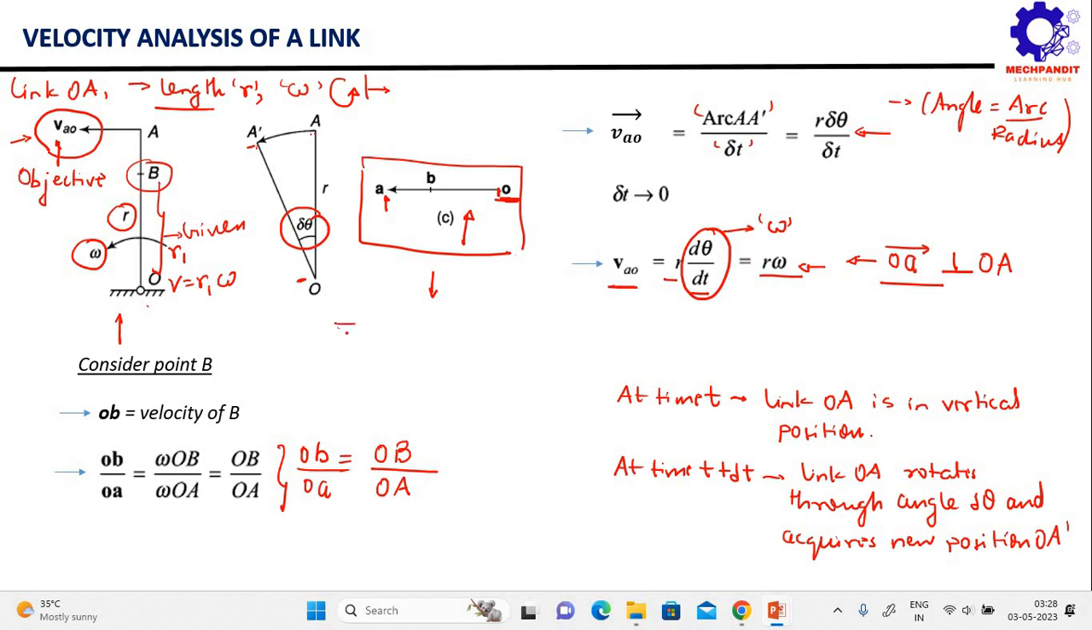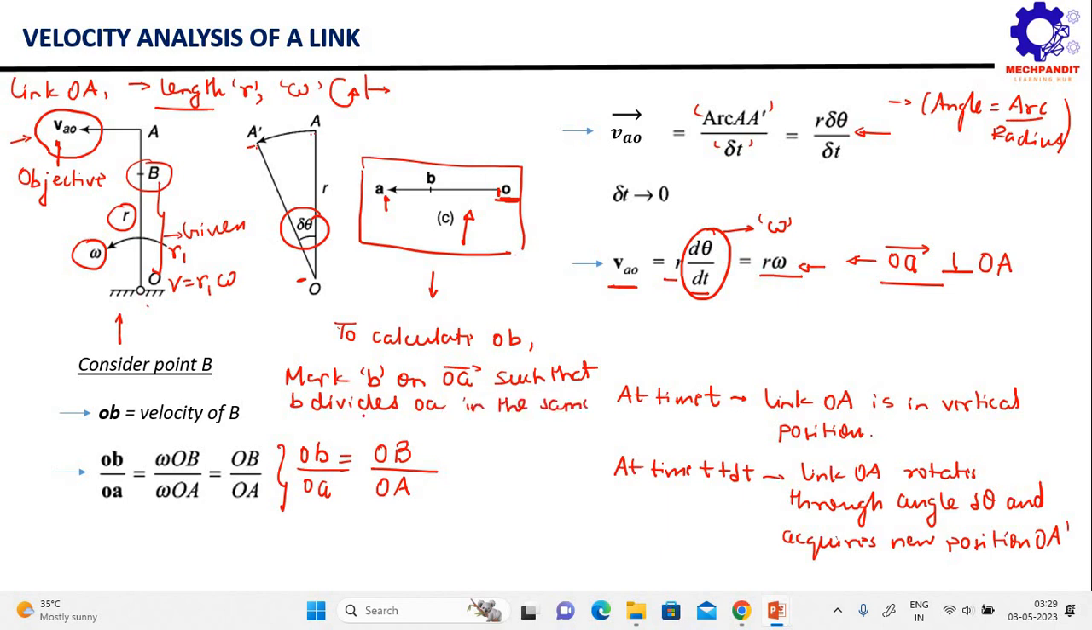To calculate ob, just remember this law: mark b on the OA vector such that b divides oa in the same ratio as capital B divides the length OA. Just remember this point.